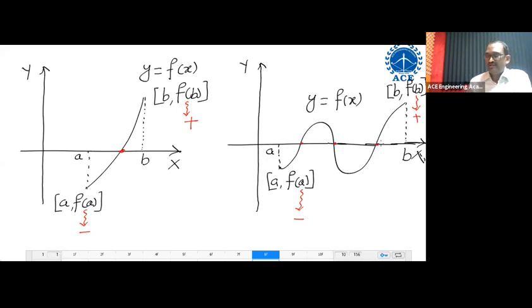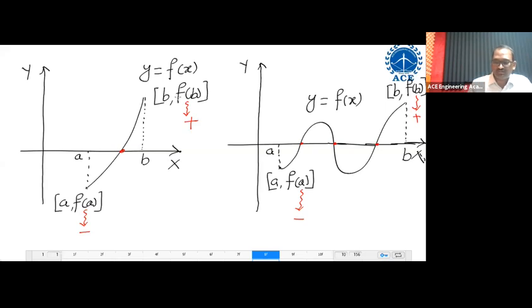Look here. The same statement can also be stated like this. If f of a and f of b are of opposite signs, then an odd number of roots will lie between a and b. Odd number of roots: 1 root, 3 roots, 5 roots. The curve where it crosses the x-axis will be the required real root.